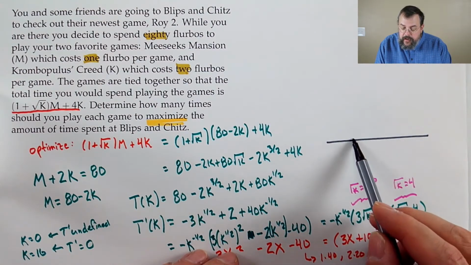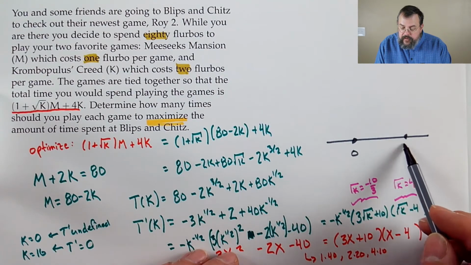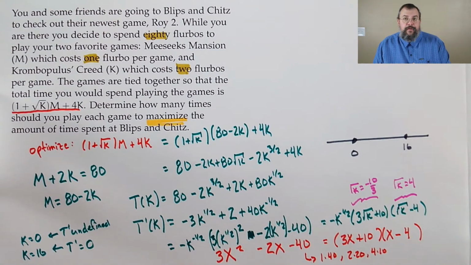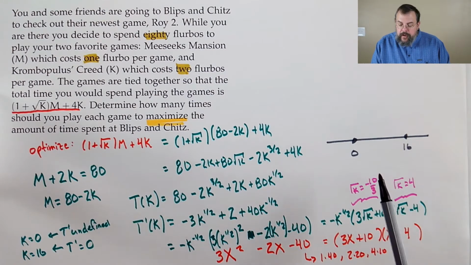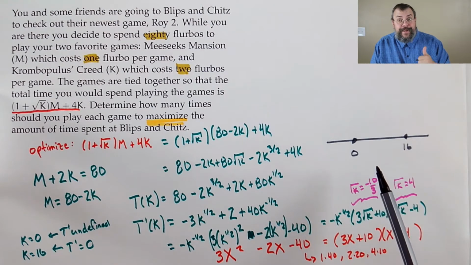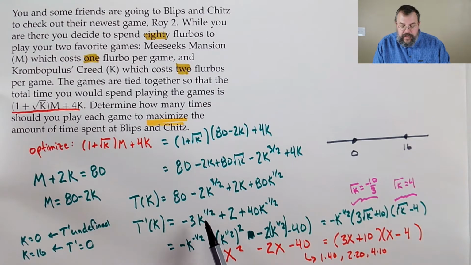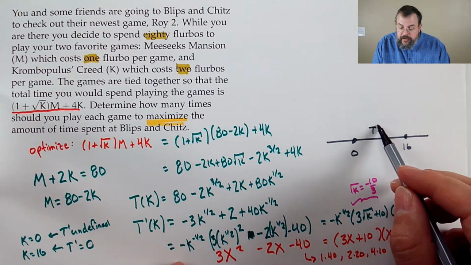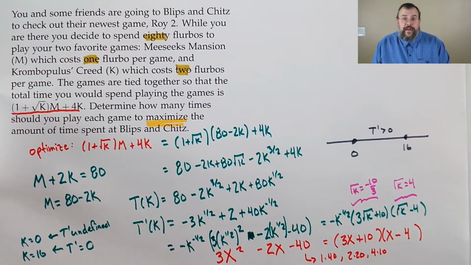So we draw our number line. We have 0, we have 16. And 0 really is a boundary, because we can't really play a game a negative number of times. It's not like I can go to the arcade and say, well, I'm really bored, you owe me the cost of playing this game. If we plug in a convenient number between 0 and 16, well, 1 is very convenient. So 1 to any power is 1, so it'd be negative 3 plus 2 plus 40, which means my derivative is positive. So my time spent playing increases from playing no games of Chrombopulus Crete, at least up until the point I got to 16 games of Chrombopulus Crete.